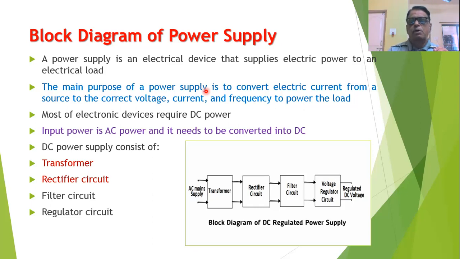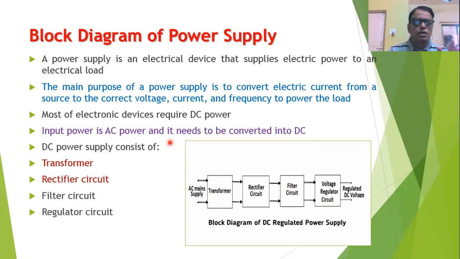So the main purpose of the power supply is to convert the electric current from a source to the voltage and the frequency required by the load. Most of the time, the devices will require a DC source or DC power supply, and therefore the input AC power needs to be converted into DC. AC stands for alternating current, and DC stands for direct current. When the source current flows in both directions, positive and negative, it is called alternating current. And when the current flows in only one direction, it is called DC or direct current.